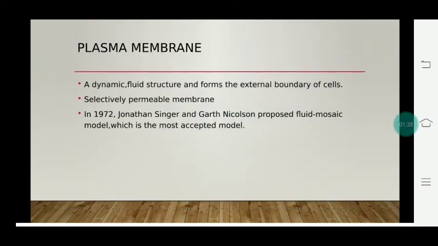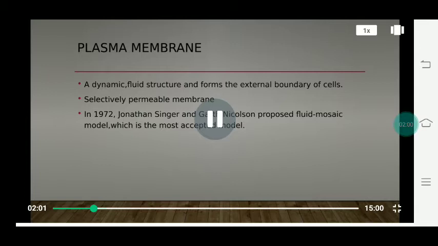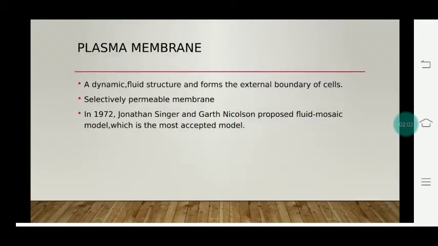So the plasma membrane acts as a selectively permeable membrane. It is going to allow only specific molecules inside or outside the cell. It only passes selected molecules to the inside or outside of the cell. So it's called a selectively permeable membrane.